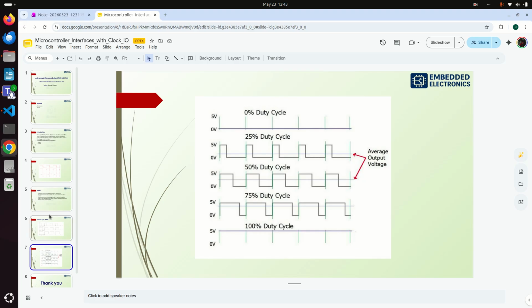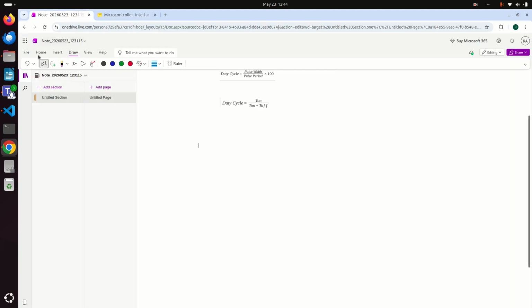Now let's calculate or find the value of the output voltage. So how to find the value of output voltage? We have a formula for output voltage. So here I am going to write the formula for output voltage. That is V out is equal to V max into duty cycle. So this is the formula to find the value of output voltage.